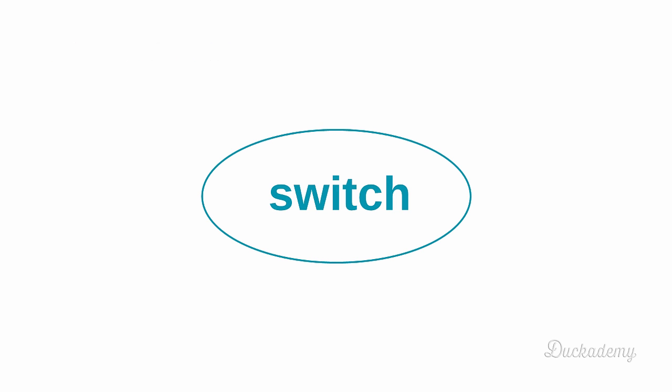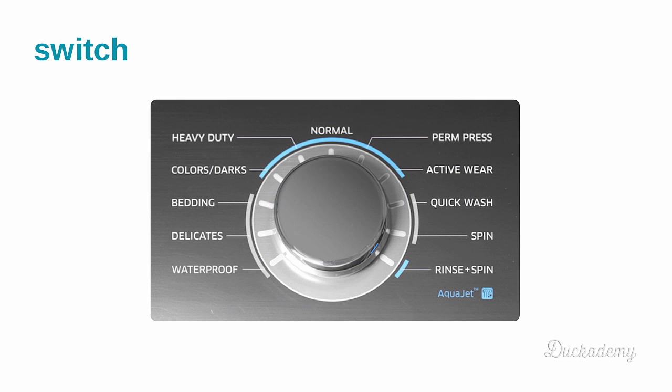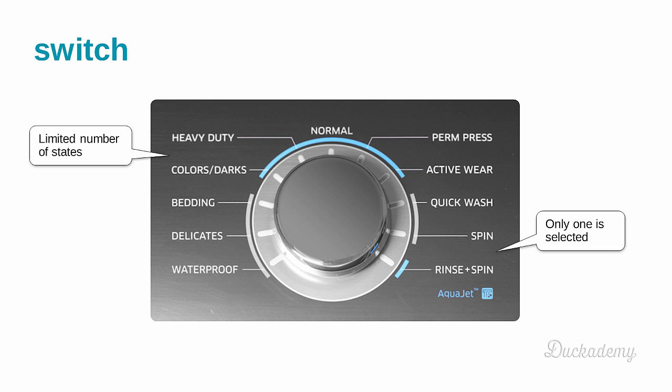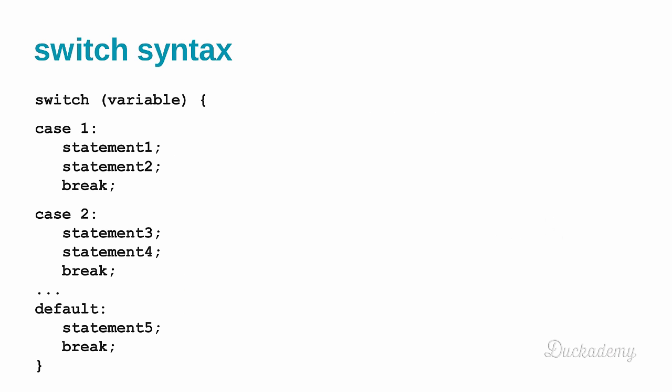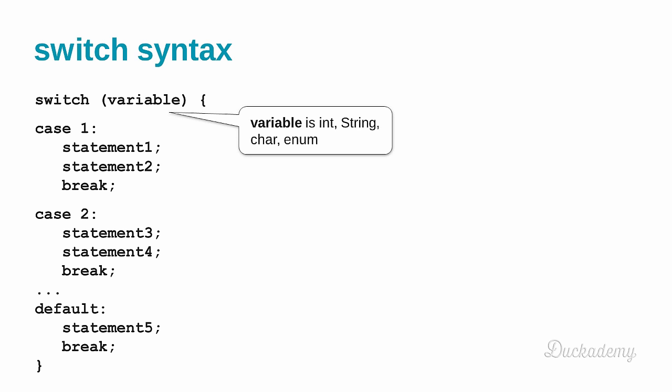Before the loop, we will see the switch statement, which is just like a normal switch in an electric device. We have a limited number of states, just like heavy duty, colors and darks, normal, and so on. And we can select only one, just like a washing machine. In Java, the switch syntax is the following. At the top, we put the variable which is used to select among the states. This can be int, string, char, or enum, but it cannot be float or double.